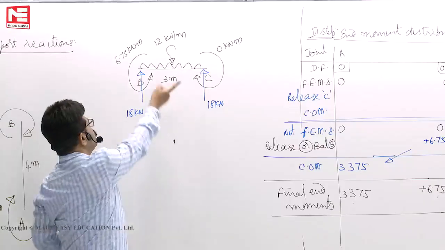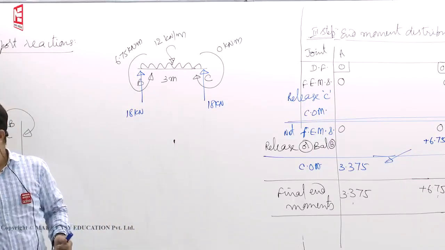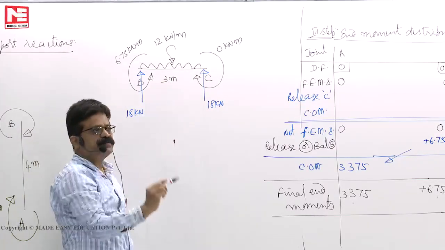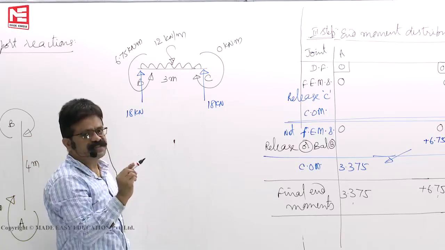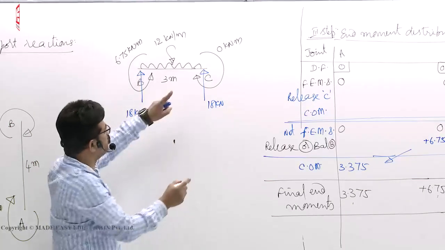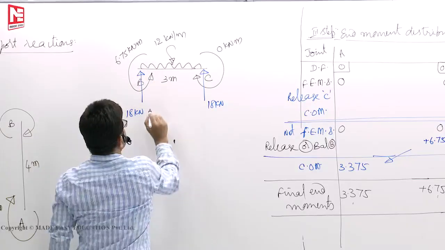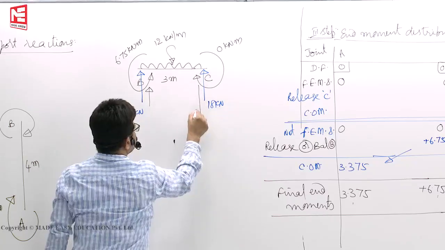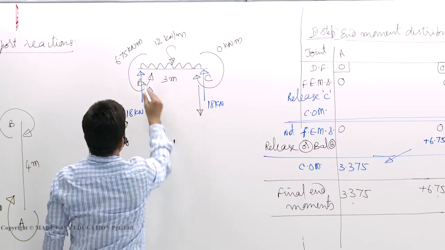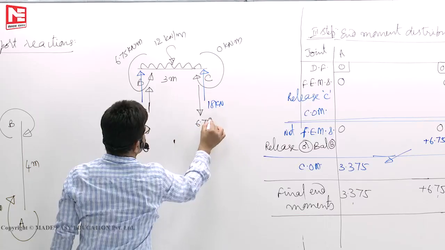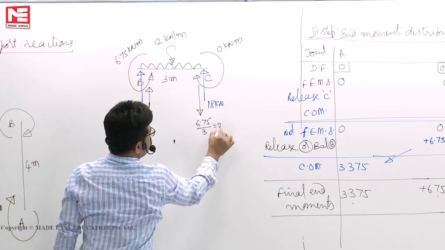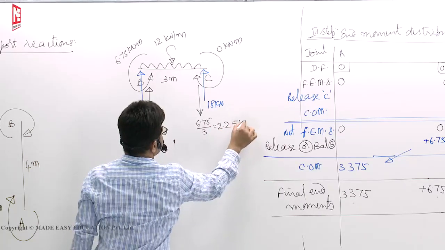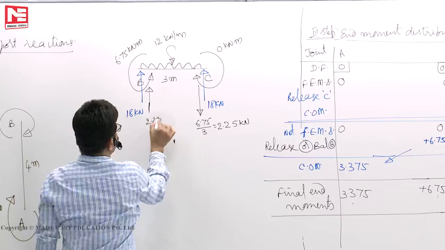Next, because of the end moment, what are the reactions you see? 6.75 anti-clockwise. To balance it, clockwise reactions will develop, M by L. A couple will form like this. Anti-clockwise means clockwise, you see how your fingers are moving. Here it is going up, here it is going down. Now how much is the moment? 6.75 by L, so you will get 2.25. This is also 2.25.